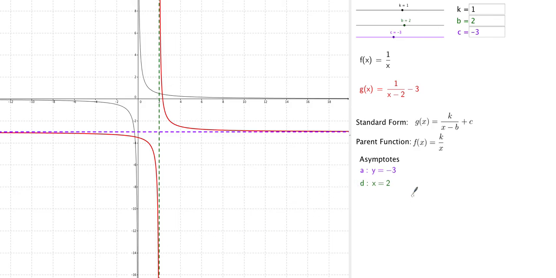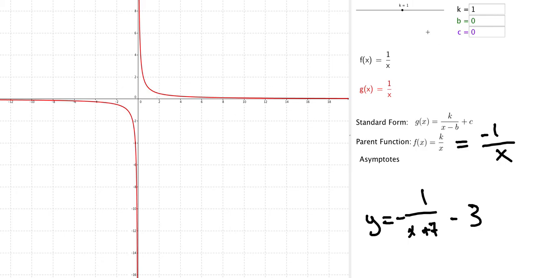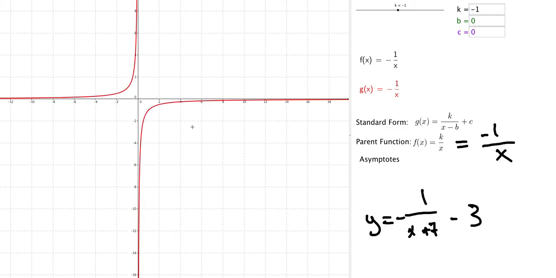Let's do one more example. Find the asymptotes of y equals negative 1 over x plus 7 minus 3. So the first thing we want to identify is what is the parent function here. The parent function is f of x equals k over x, which in this case is negative 1 over x. That is my parent function. So let me plug these values back in as 0, and k is now negative 1. What's going to happen to this graph when I hit enter? It's going to look the exact same, but it's going to switch into the second and fourth quadrants. Okay, so now we have our parent function.